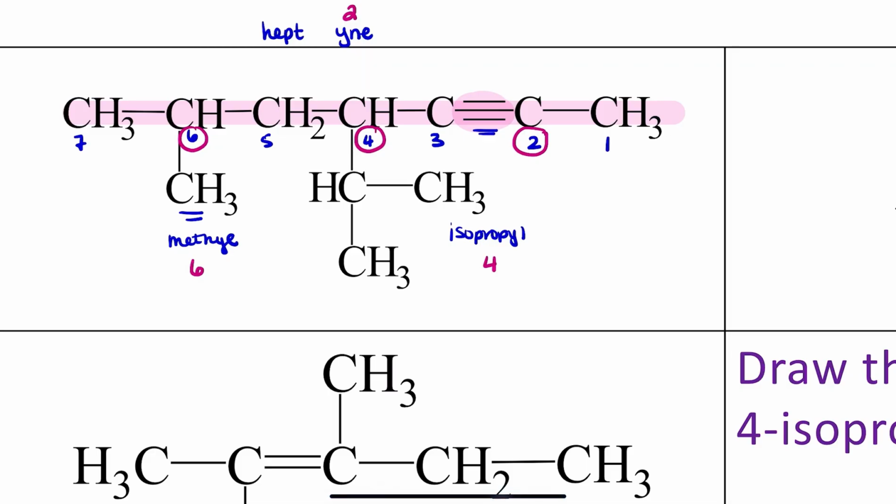Alphabetically, iso comes before methyl because iso does matter alphabetically. So I'm going to say 4-isopropyl. And notice I'm putting a dash between numbers and names. 6-methyl. So every time I switch between a number and a name, I'm putting a dash in. And then I have hept-2-yne. I'm emphasizing that the triple bond is at the second carbon. So 4-isopropyl-6-methylhept-2-yne.